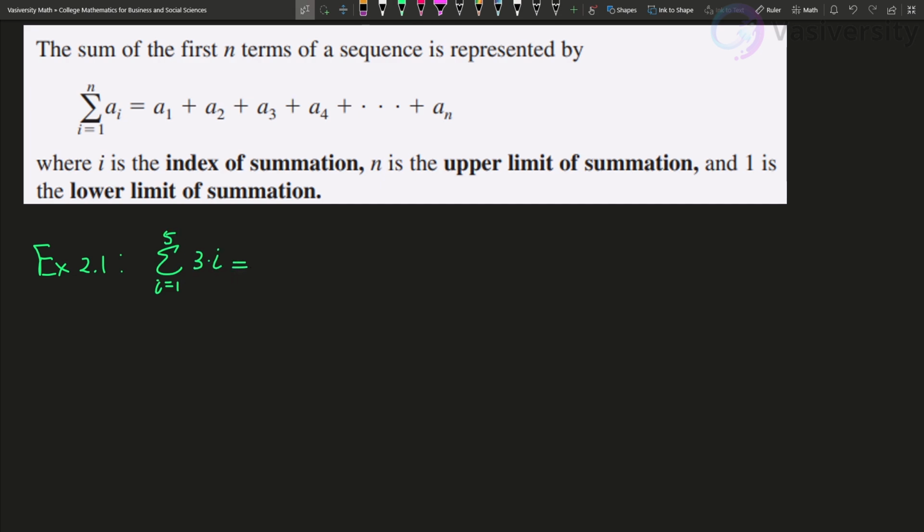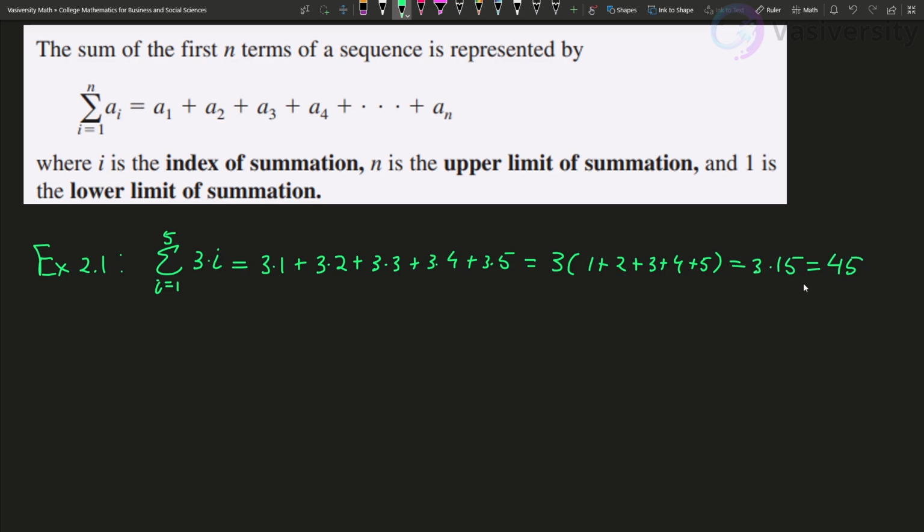So that would be 3 times 1 plus 3 times 2 plus 3 times 3 plus 3 times 4 plus 3 times 5. So that's equal to, we could factor out the 3. It's going to be 3 times (1 plus 2 plus 3 plus 4 plus 5), which is equal to 3 times 15, which is equal to 45.